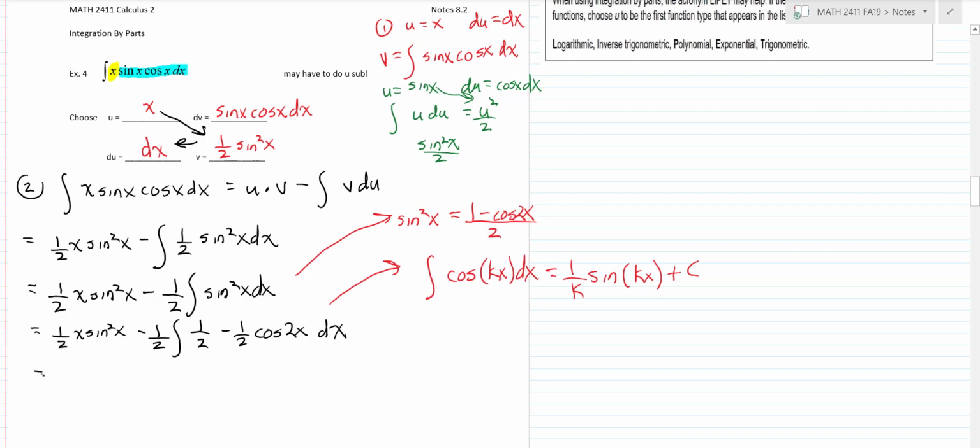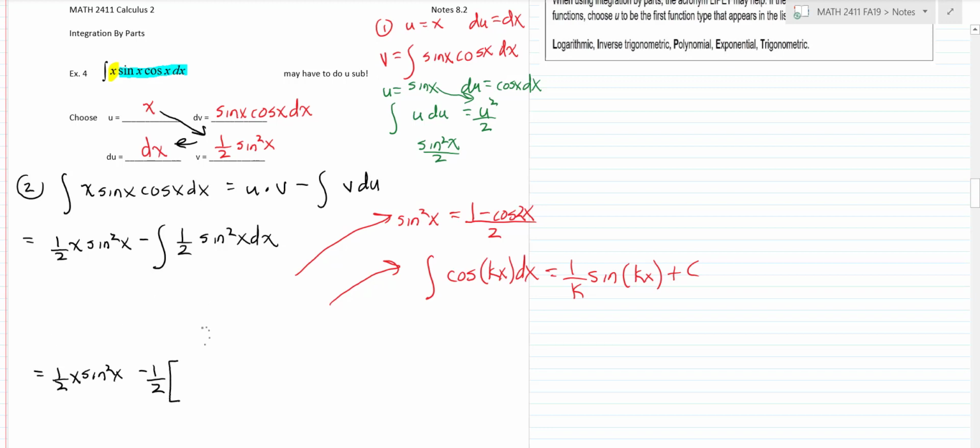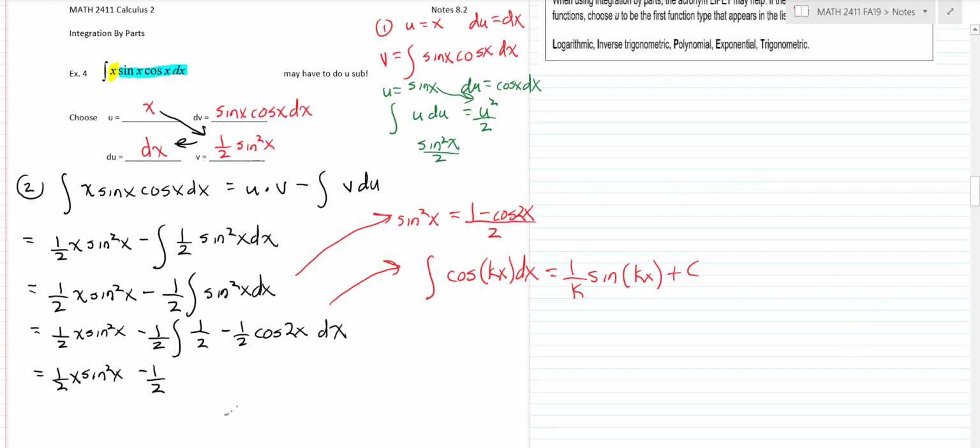Okay, so what we're going to have then is, just keep moving on. Bring this down, 1/2 x sine squared x minus 1/2. I'm just going to change this like this and do my antiderivative. Okay, so we've got this. The antiderivative of 1/2 is 1/2 x. Then this is a constant, so write it down. The antiderivative of cosine of 2x uses the formula 1 over k sine kx plus c.